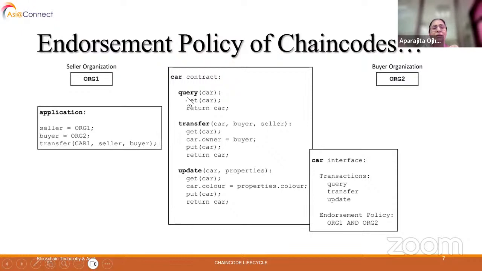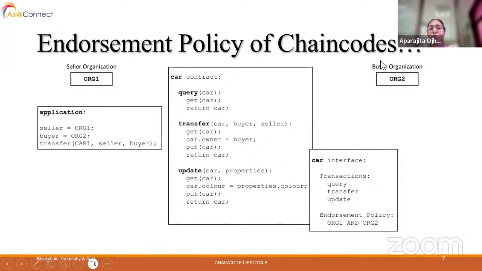And this car contract, let's first begin with the query, get car query, like return car. There can be one query function in the contract. There can be another function that transfers the ownership: car, buyer, seller, get car, car owner is equal to buyer, put car, and so on. Similarly, update car properties. This update can be another function where I would like to change the color of the car or whatever. And then there is a car interface here.